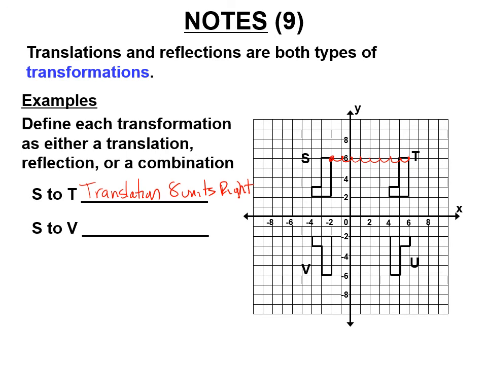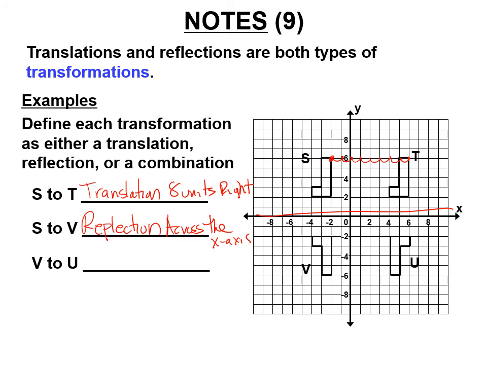S to V, that's a reflection. And with a reflection, you have to say what it was across: the x-axis. We flipped it over here. V to U. Now, what happened with V to U? It's flipped over, but it's not just a reflection, because if it was just a reflection, it would be here.